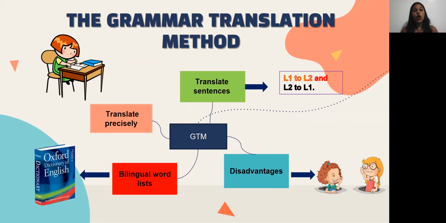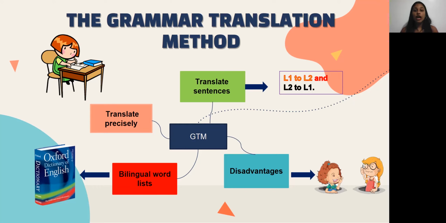This method assumes the student will be able to translate precisely and learn language 2. And in this method, it is common to use bilingual word lists and dictionaries to learn vocabulary. And the disadvantage is that this method gives less importance to speaking and listening skills.